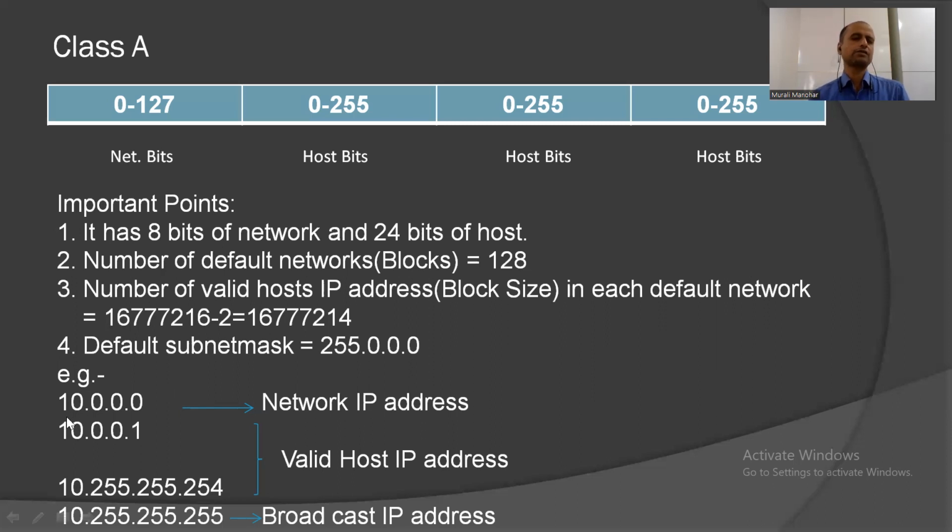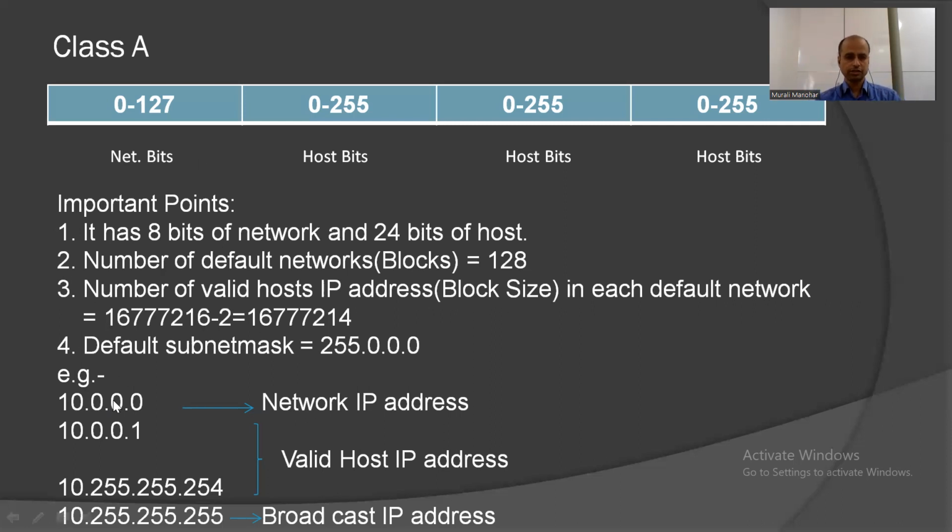Suppose I have taken a value from this range 0 to 127, that is 10. This 10 will be a constant value. If you change this 10, you are changing the network. Suppose somebody has written 11. It means there is a different network. In that case, a node from a 10 series IP and a node from an 11 series IP will not directly communicate with each other. So 10 should be constant, and in the rest three parts, you can make different changes.